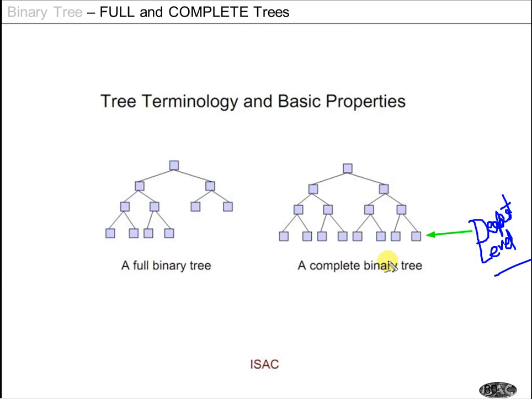Now the question I have is, is every complete binary tree a full binary tree? Can we say that a full binary tree is always a complete binary tree? Think about this question and analyze it. Let me repeat the question. Can we say a full binary tree is always a complete binary tree? Or can we say a complete binary tree is always a full binary tree? Which of these two statements is correct? Or if both are false, then explain why.